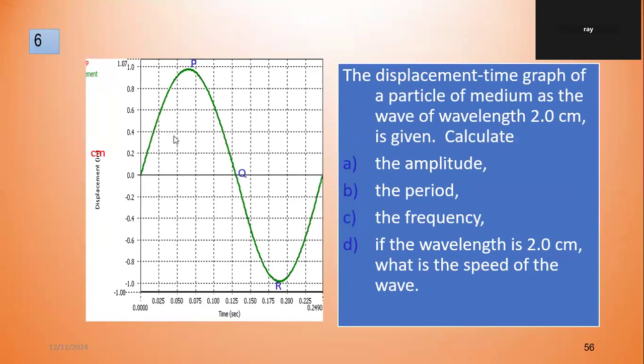This is the displacement-time graph of a particle of a medium as a wave of wavelength 2 cm is given. Calculate the amplitude. Displacement-time graph. What's the amplitude? Amplitude should be 1.